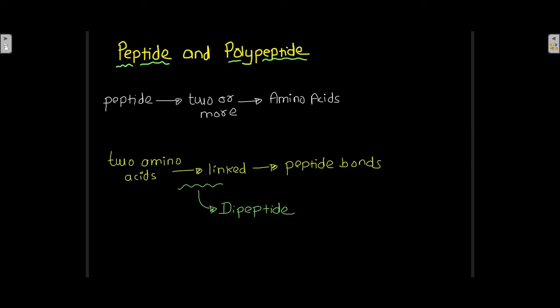Welcome. In this video, we are going to talk about peptide and polypeptide. Now, a peptide is a compound that consists of two or more amino acids. When two amino acids are linked by a peptide bond, then that compound is known as a dipeptide. A dipeptide is a compound which consists of two amino acids linked by a peptide bond.